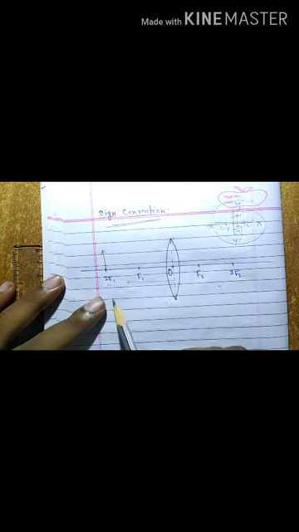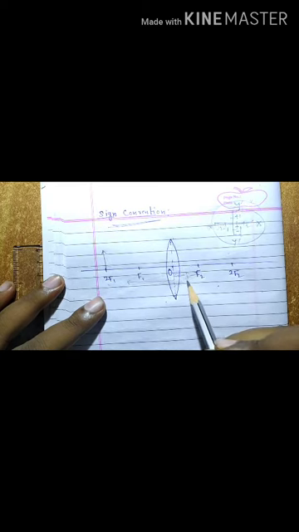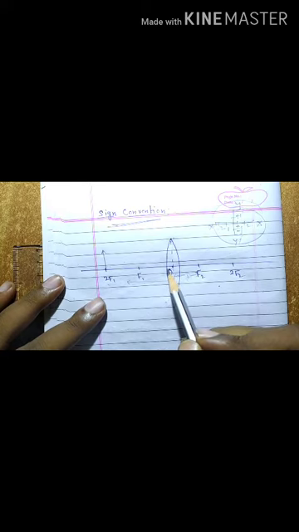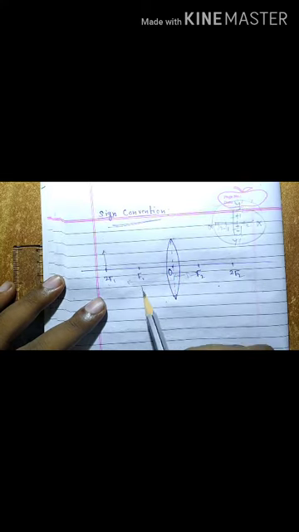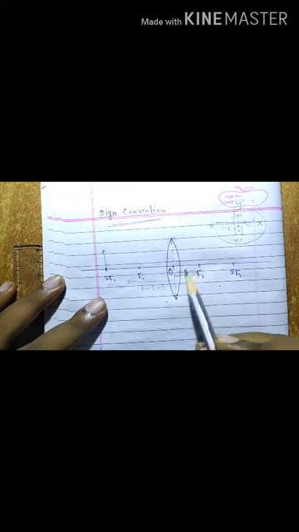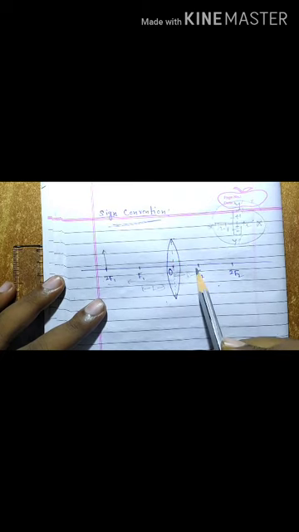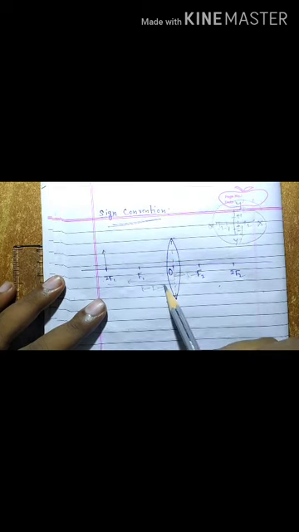Last, fifth point is important: focal length. For a convex lens, this side is the focal length from the right side of the origin, so this will be taken as positive. In the case of a concave lens, this side is the focal length, so of course this side will be negative. This point is very, very important: for a convex lens, focal length is positive, and for a concave lens, focal length is negative.